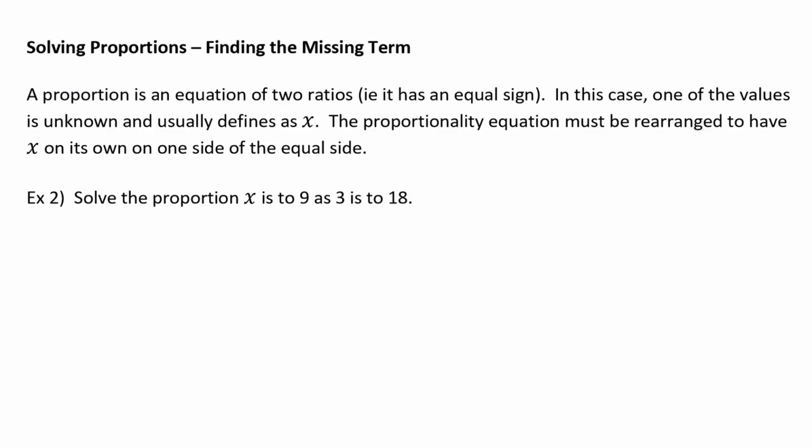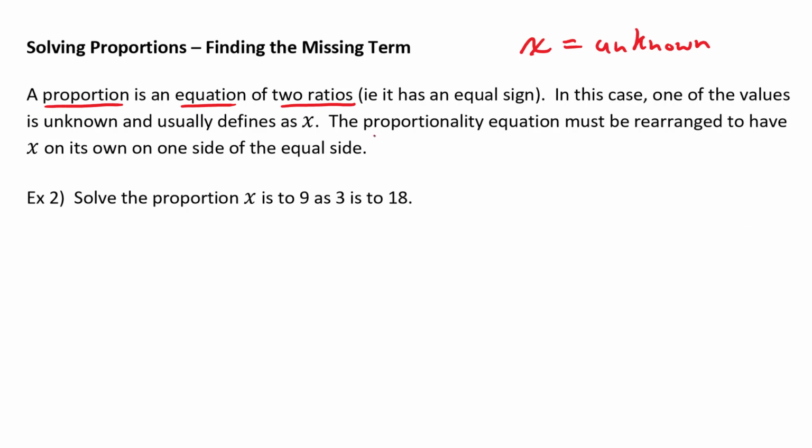How we're going to work with proportions is we're going to find a missing term. A proportion is the equation of two ratios. What we usually do in mathematics, if we have an unknown, we call it x. I'm assuming you already know this. So if we have an unknown term we want to solve, we put x in its place, and then when we solve it, we can substitute x for the right answer.